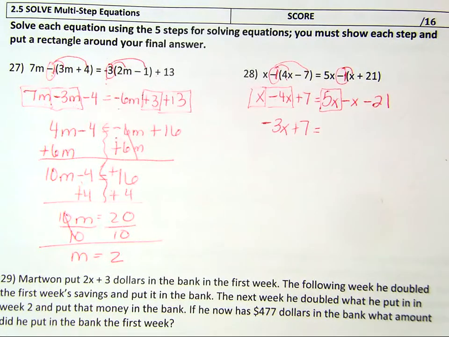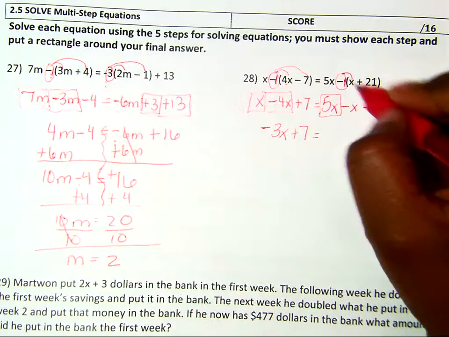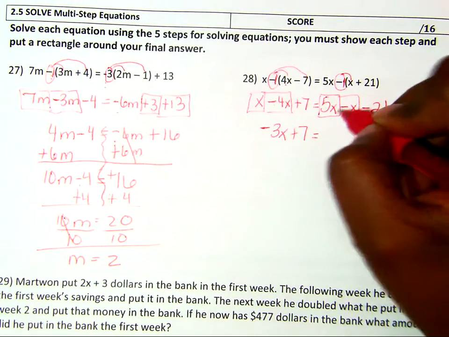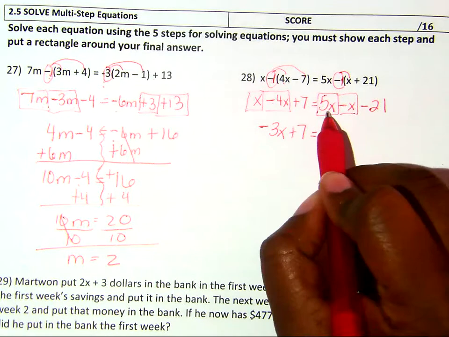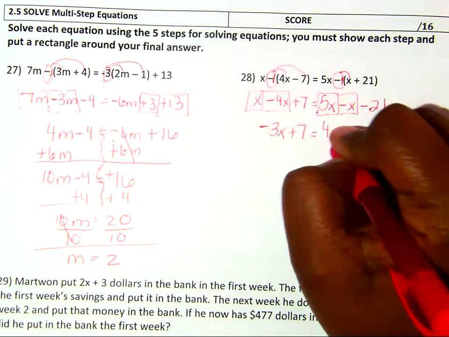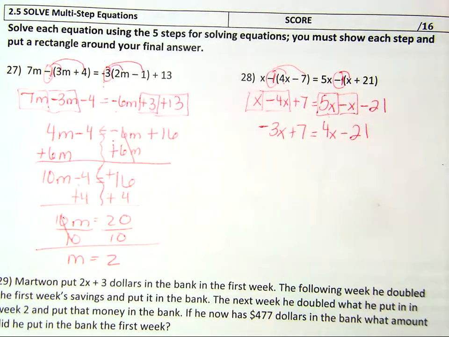I have 5x and I have -x. This is bigger, I'm taking 1 away, so that's 4x minus 21. All right, time for my rewind stage. I'm going to move my smaller coefficients.